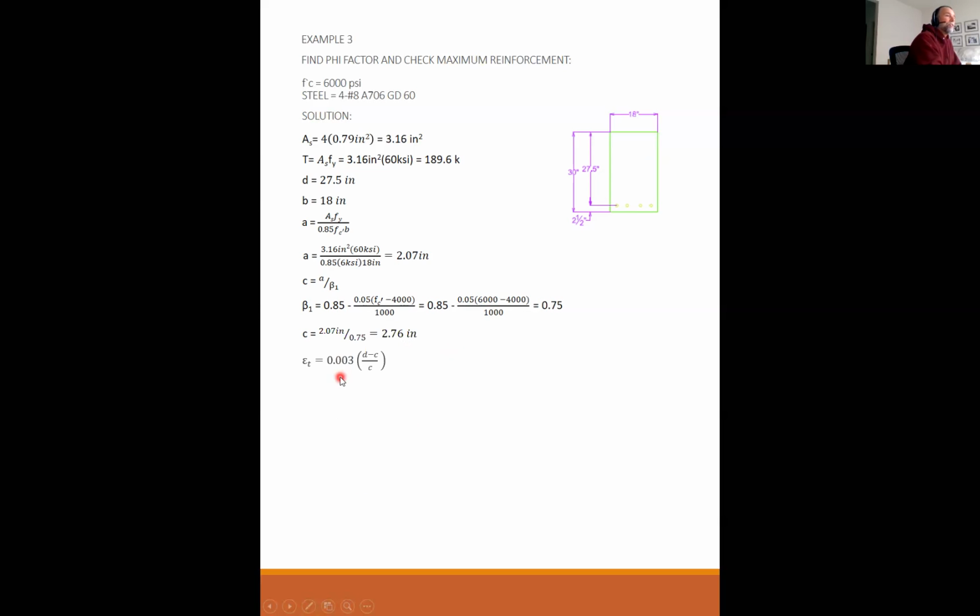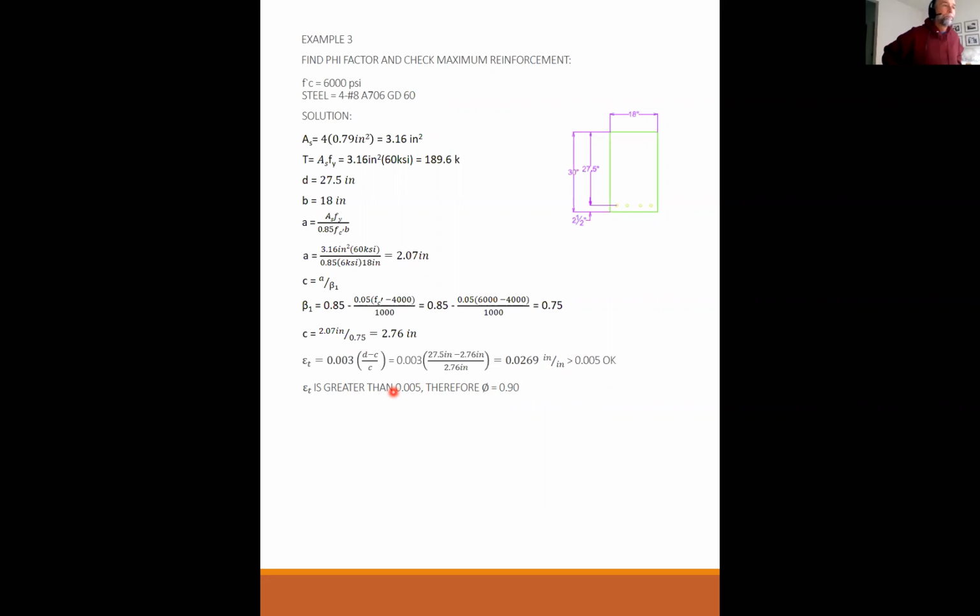Therefore, epsilon sub t is 0.003 times d minus c over c. So 27.5 minus 2.76 over 2.76 is 0.0269 inch per inch. 0.0269 is actually much greater than 0.005, so this beam is perfectly fine. Epsilon t greater than 0.005, therefore phi is 0.9. Okay, and that was the end of that example. So any questions on that? And I do know that I have some other examples, either this lecture or next lecture, where it's not always greater than 0.005. So I'll show you what to do if you fall below that threshold.